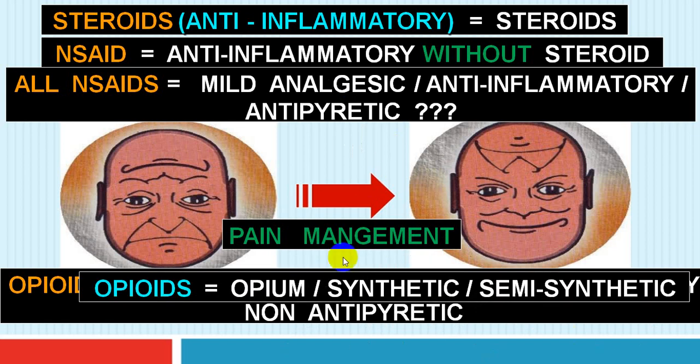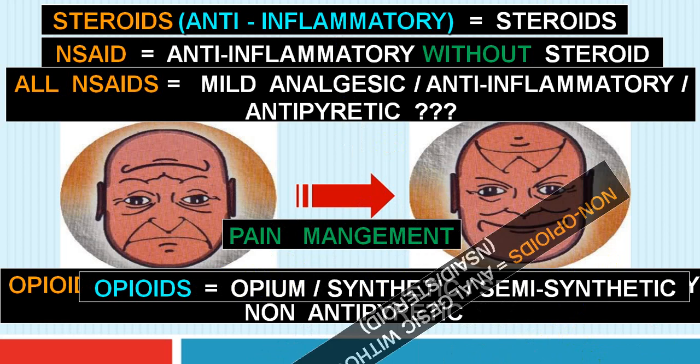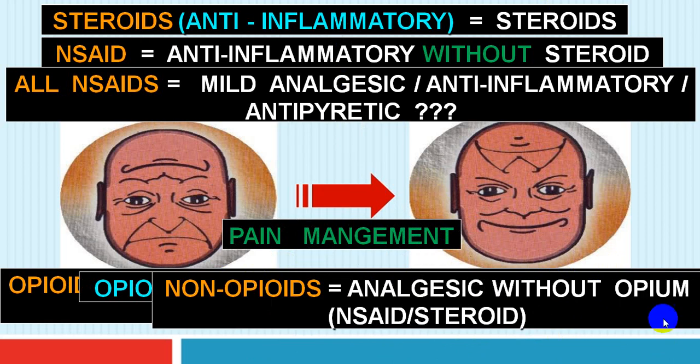Opioids are basically opium compounds, which may be natural, synthetic, or semi-synthetic preparations. Non-opioid analgesics are analgesics without opium, that is NSAIDs and steroids, non-steroidal anti-inflammatory drugs and steroids. So these become non-opioid because they do not contain opium compounds. And in NSAIDs, we have aspirin, other non-steroidal anti-inflammatory drugs, and a separate compound we call acetaminophen or paracetamol, which is not included in NSAIDs.